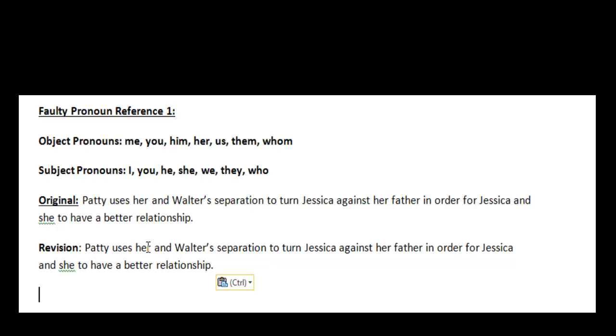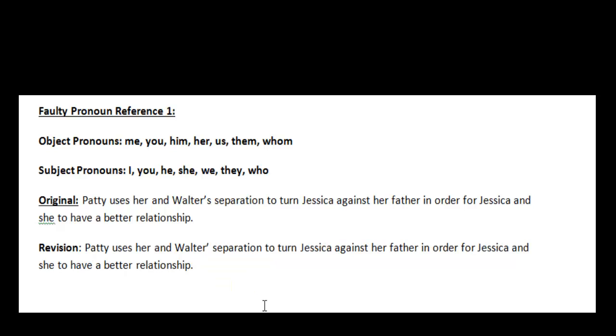So in this revision, the first thing that I notice is the pronoun "her," which is a possessive pronoun and is appropriate to describe the subject's relationship with her separation. However, it's placed oddly. Typically when you have a possessive pronoun, and you're also referring to another person who is sharing possession of a particular thing, you want the possessive pronoun to come after the noun. So we would do something like this and say, "Patty uses Walter and her separation."